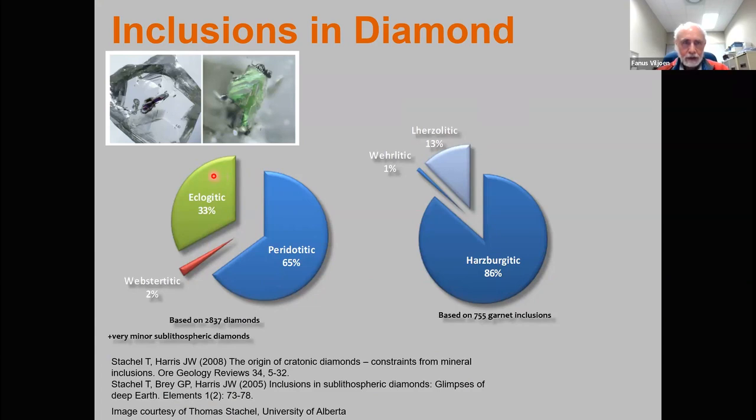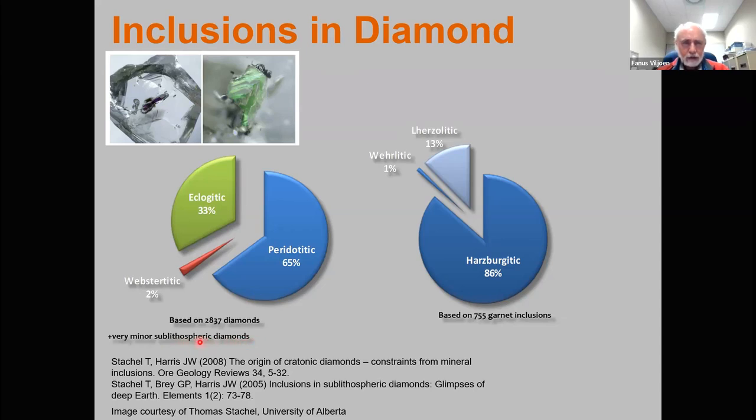The suite of eclogitic diamonds contains eclogitic inclusions, and the suite of websteritic diamonds contains websteritic inclusions. Then we also have a very minor sublithospheric suite of diamonds, which are very unusual and bear no resemblance to this lot. These diamonds are from great depth within the asthenosphere, probably brought there through subduction processes where the pressures are so high that, for example, the garnet contained in these diamonds contains clinopyroxene in solid solution.